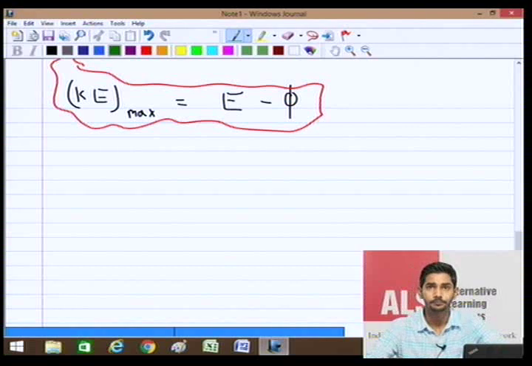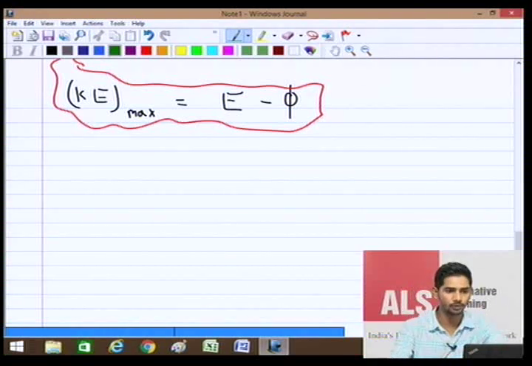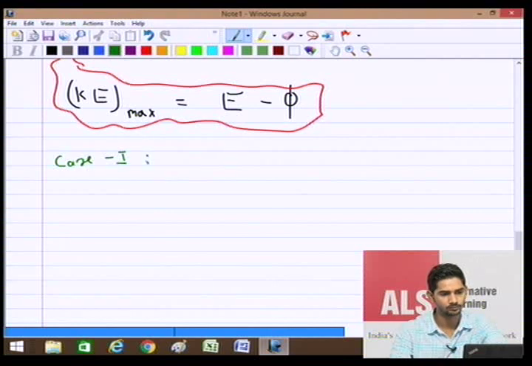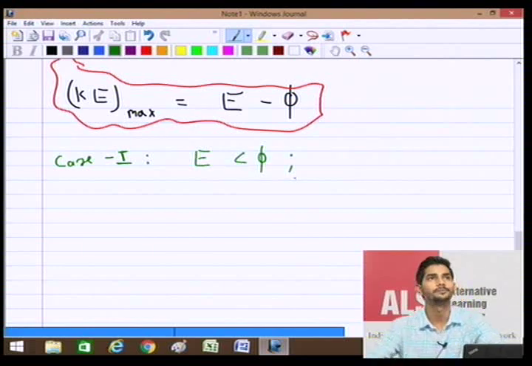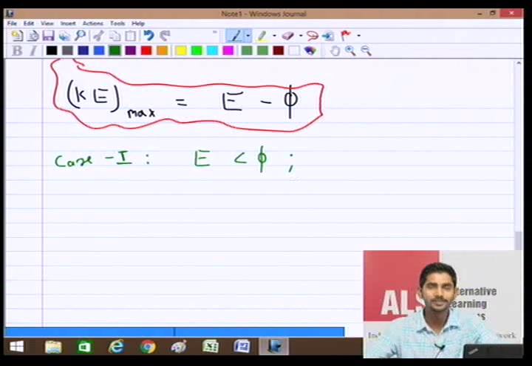Okay, so this is how we get the kinetic energy equals to E minus phi. Now, some important points. Case 1: if E is less than phi, tell me, is there any emission of electrons when E is less than phi?